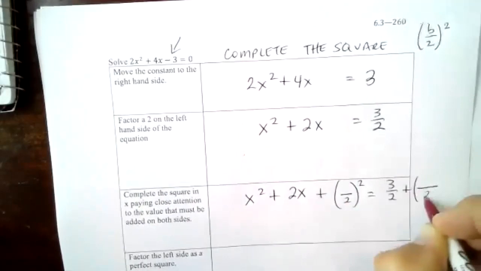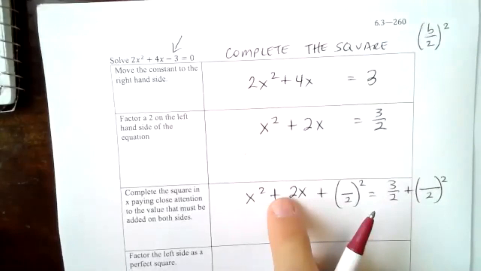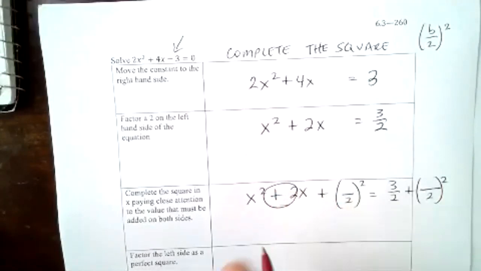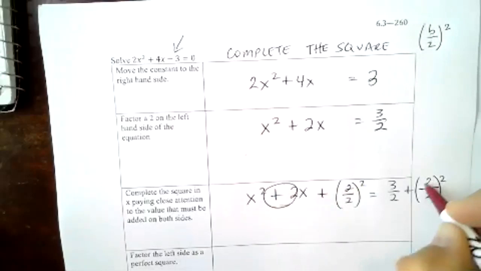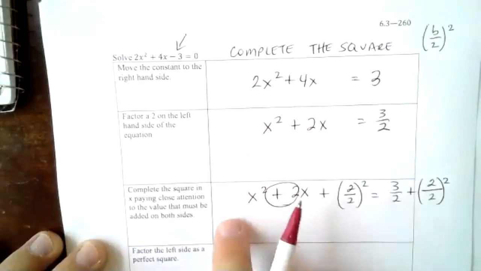What is that something? Okay, so remember it's the B term. So I'm going to circle the B term. This is what we divide by 2 and square to make it a perfect square. So I'm going to put 2 right there, 2 right there. So I'm doing the same thing to both sides. Now, let's keep going.